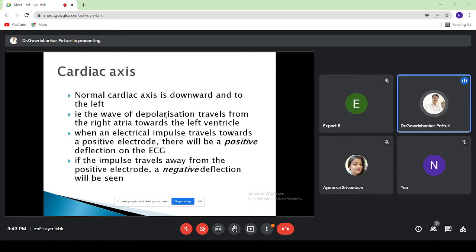Normal cardiac axis is downward and to the left. That is, the wave of depolarization travels from the right atrium towards the left ventricle. When an electrical impulse travels towards a positive electrode, there will be a positive deflection on the ECG, that means an upright deflection will be seen. If the impulse travels away from the positive electrode, a negative, that is a downward, deflection is seen on the ECG.